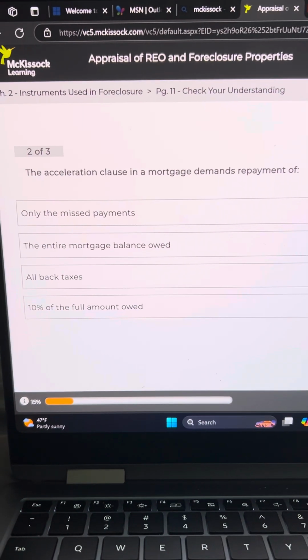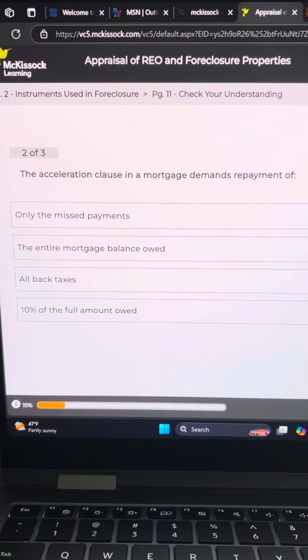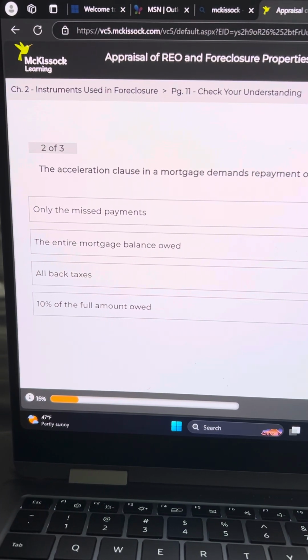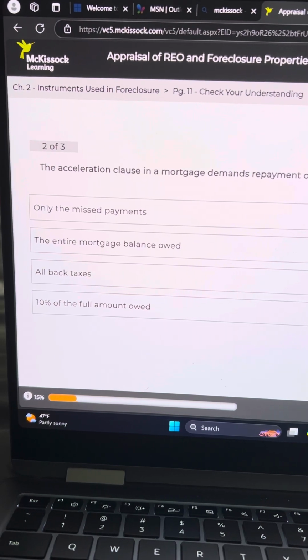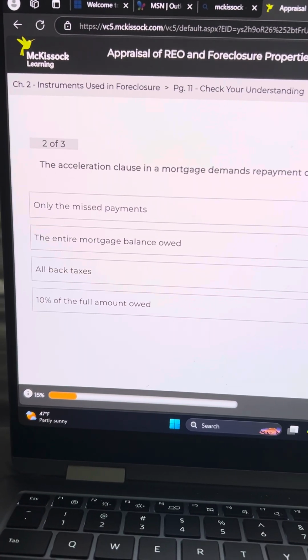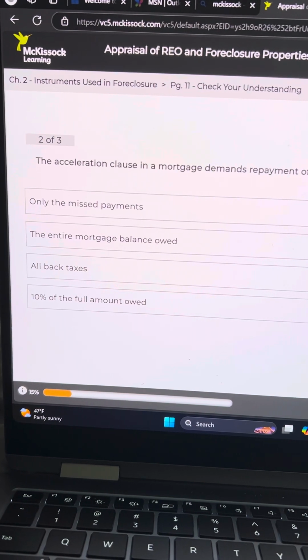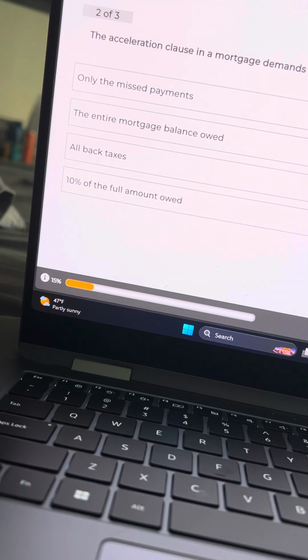Number 2, the acceleration clause in a mortgage demands repayment of A, only the missed payments, B, the entire mortgage balance owed, C, all back taxes, or D, 10% of the full amount owed. I'm going to go the entire mortgage balance owed.